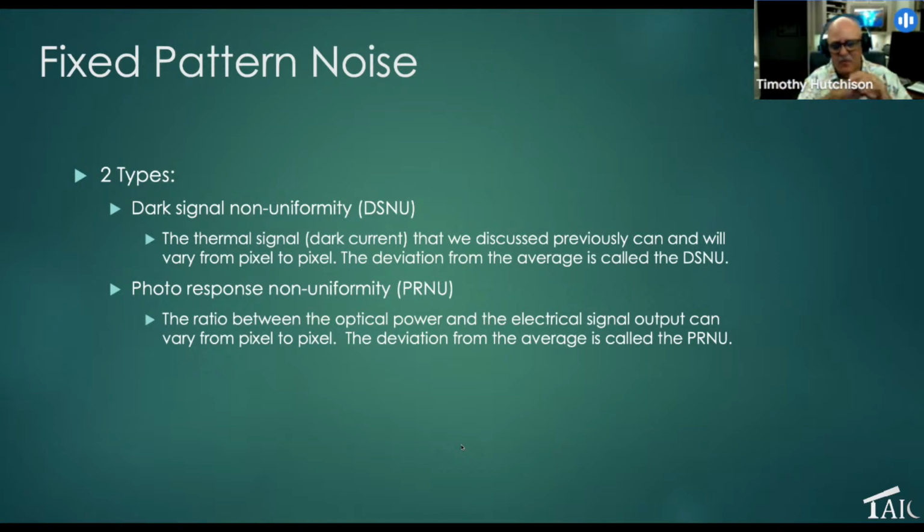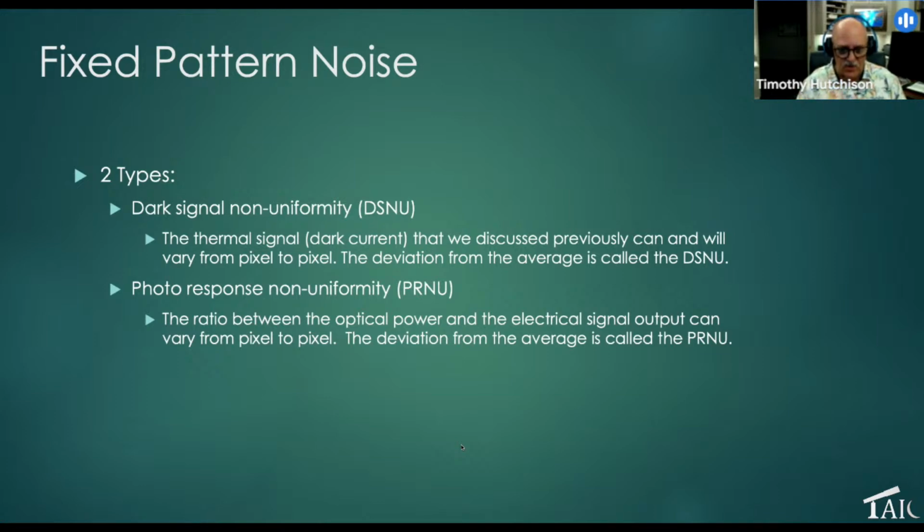The deviation from the average across the entire sensor is what's called dark signal non-uniformity, DSNU. Okay, so this piece of fixed pattern noise is based on the dark signal, and it's going to be the same from image to image to image, right? Because each piece of silicon will repeat itself in the same way. It just won't be the same as its neighbor. All right, that's what dark signal non-uniformity is: the variation, the deviation from the average on the amount of thermal signal that gets induced into each one of those pixels.